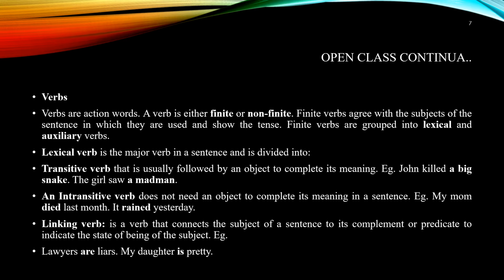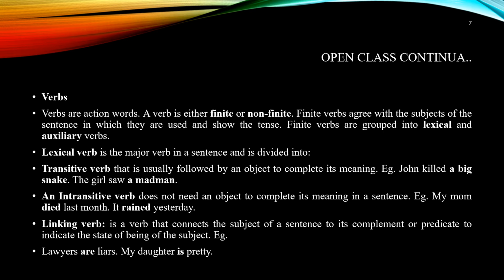For example, the girl saw a madman. When you have the sentence, the girl saw, and keep quiet, the sentence will not be meaningful unless there is something that will fill up the gap so that it can make sense. Therefore, madman there as an object indicates that a transitive verb requires an object to complete its meaning, while an intransitive verb is a kind of verb that doesn't require any object to complete its meaning.